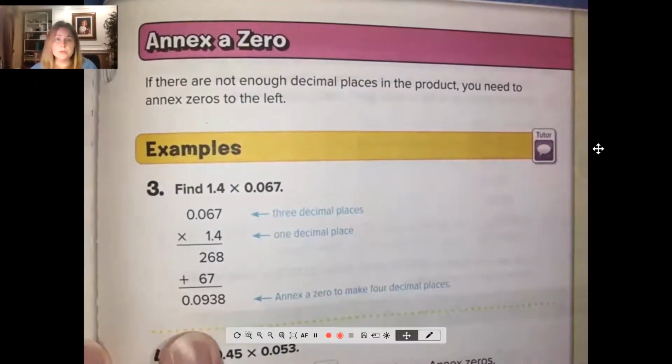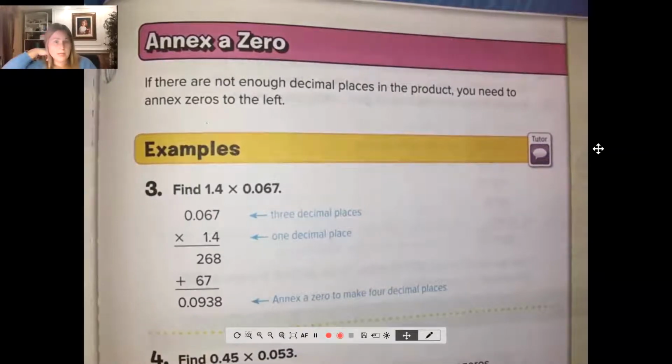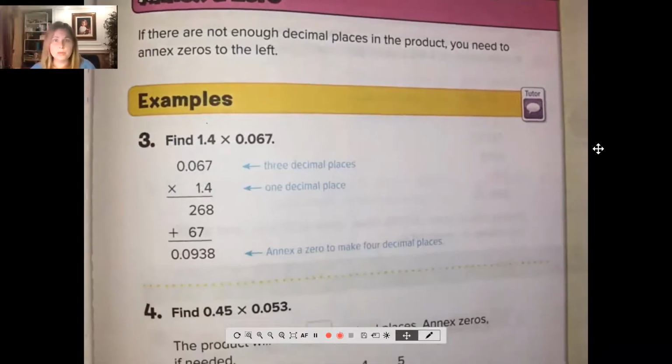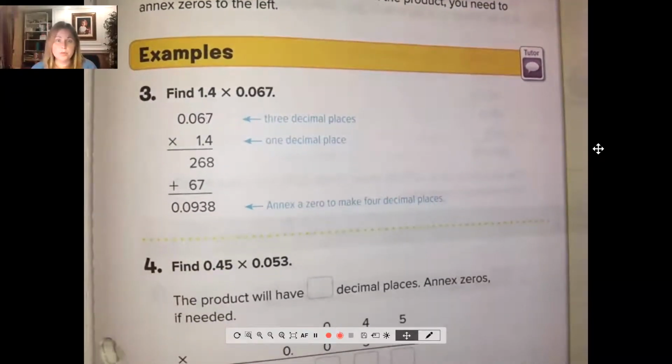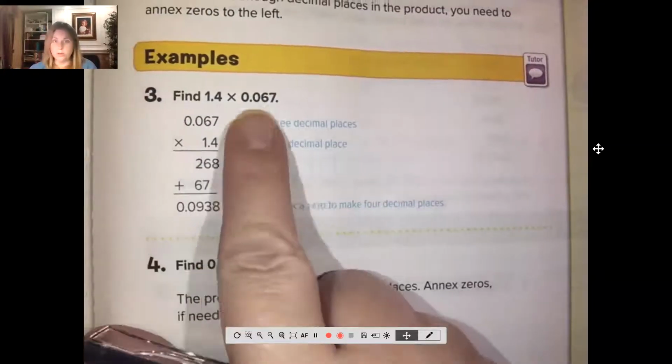If there aren't enough decimal places in the product, you need to annex zeros to the left, and we've kind of already been doing that. So we'll have some formal practice here. Find 1.4 times 0.067. I like the longer number on top.